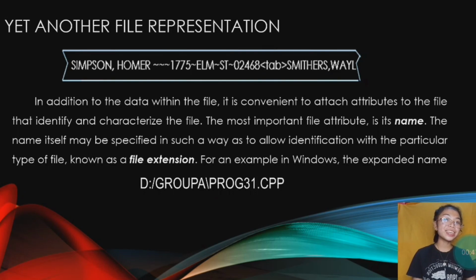In addition to the data within the file, it is convenient to attach attributes to the file that identify and characterize the file. The most important file attribute is its name. The name itself may be specified in such a way as to allow identification with the particular type of file, known as the file extension. And you can see an example in Windows, its expanded name.